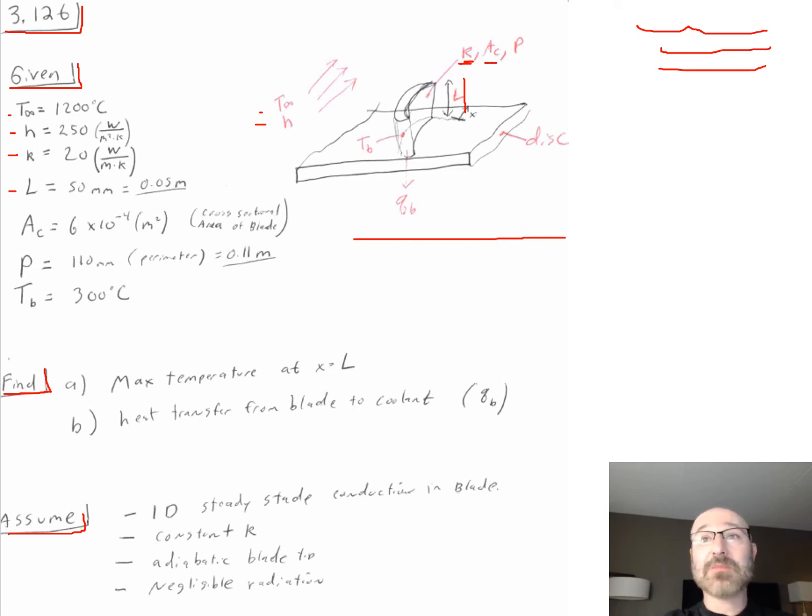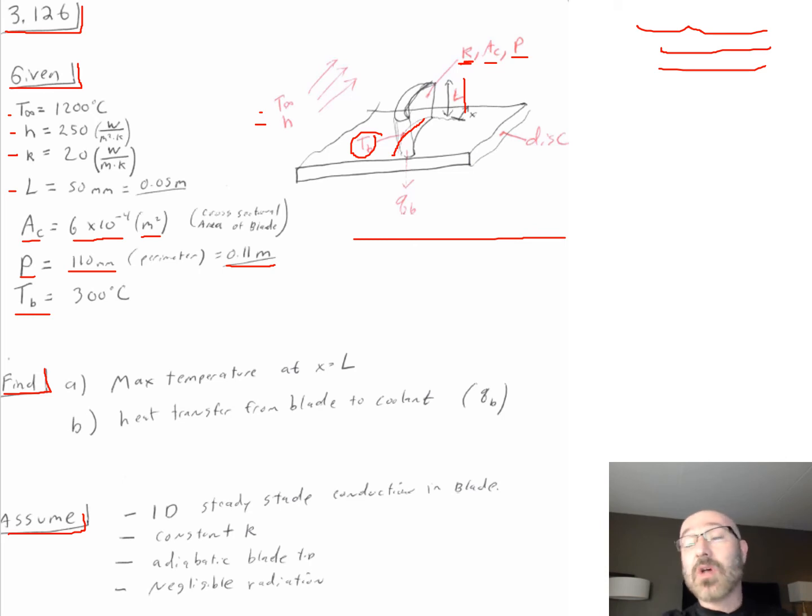I have my A sub C value, the cross-sectional area of the blade. So A sub C is equal to 6 times 10 to the negative fourth meters squared. I have my P value. My P, the perimeter, is 110 millimeters, or if I convert to meters, 0.11 meters. And then I have my T sub B, my temperature down at the base. T sub B is given to me as 300 degrees Celsius.